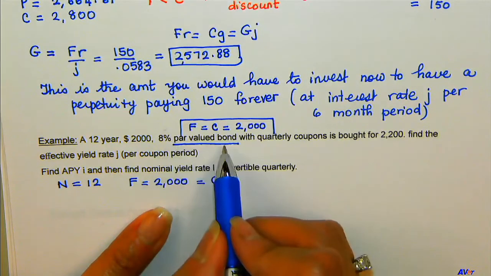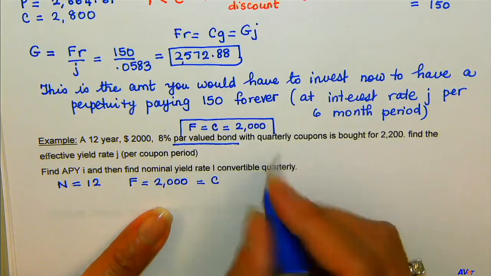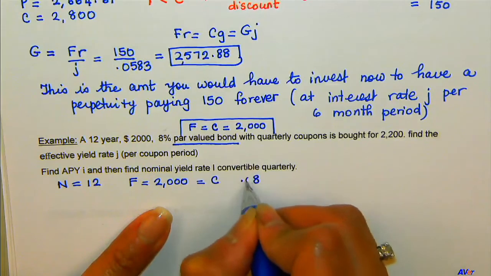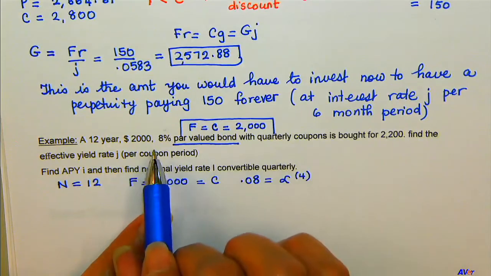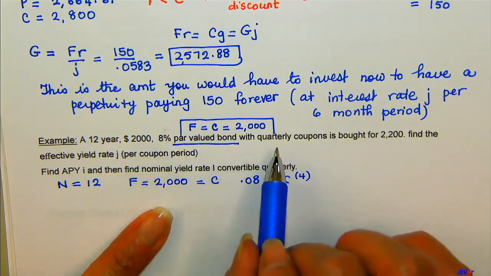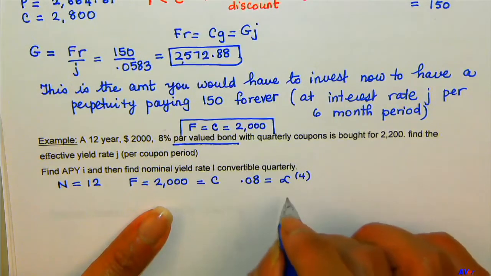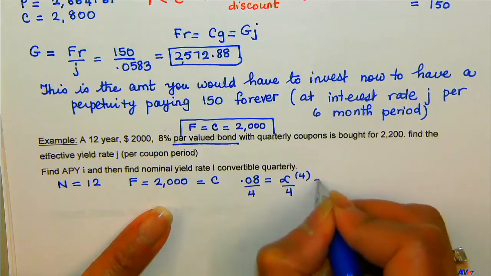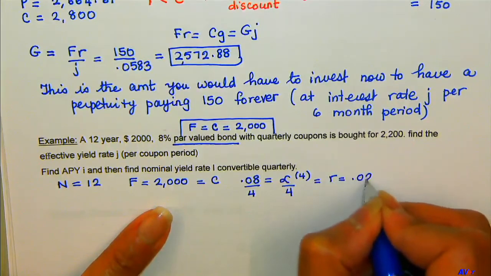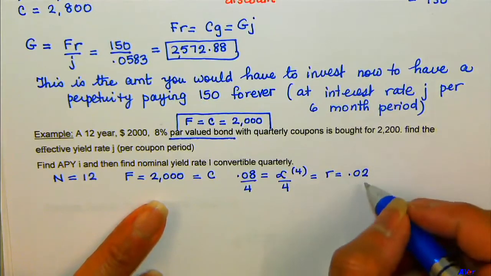So this 8% number with quarterly coupons, 8% is the nominal rate, 0.08 is equal to alpha 4. Because it's saying it's an 8% bond with quarterly coupons. So they're giving you the nominal interest rate convertible quarterly. So immediately I'm going to go alpha 4 over 4 is equal to R, which is 0.02. It's the coupon rate per coupon period.